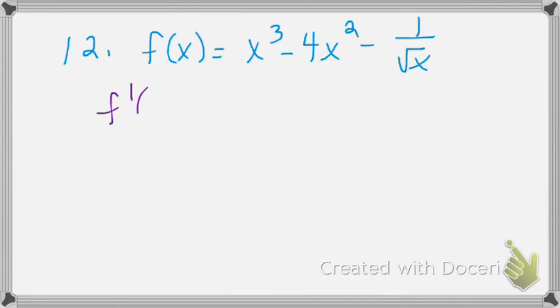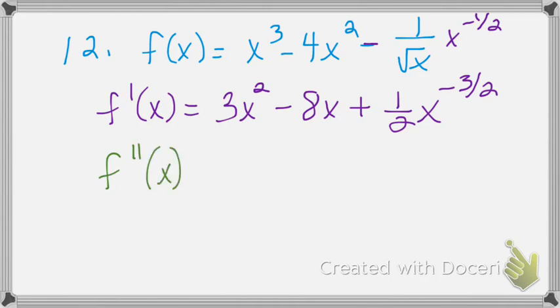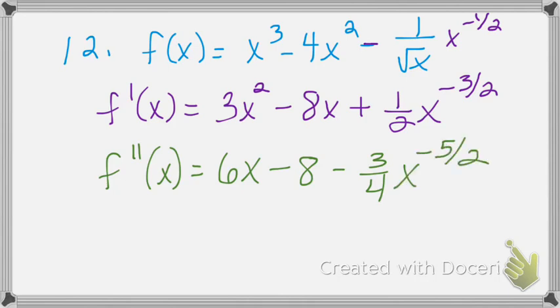So you start by finding the first derivative. The derivative of x to the third is 3x squared. The derivative of 4x squared is 8x, and then this is x to the negative 2, and I've got a negative here, so that would be negative a half times negative 1, which is a half. Subtract 1 on the exponent, so negative 3 halves. And then the second derivative, I just do the derivative again, so I get 6x minus 8. Alright, I'm going to multiply a half times negative 3 halves, so I get negative 3 fourths. Subtract 1 on the exponent, so negative 5 halves.